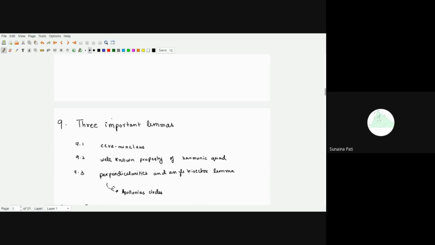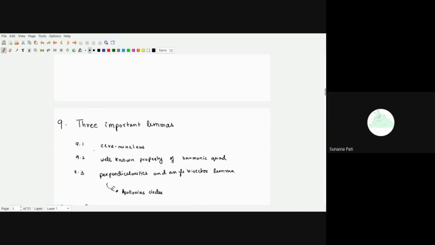So today we'll prove three important lemmas which are very useful in harmonic chase. The first is the Ceva-Menelaus lemma. The second, I don't know the name of the lemma, but it's a quite well-known property of a harmonic chord, and it's very useful. The third is the perpendicular angle bisector lemma. I won't be proving that because it's quite a tedious job, but it's kind of similar to a polynomial circle, so you can do the proof yourself if you want to.